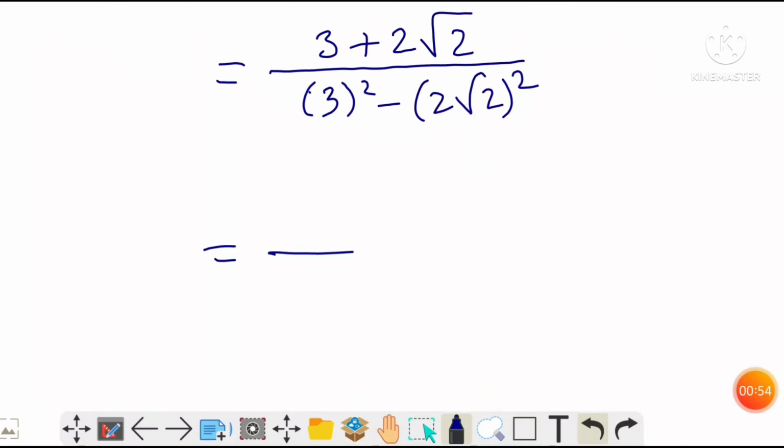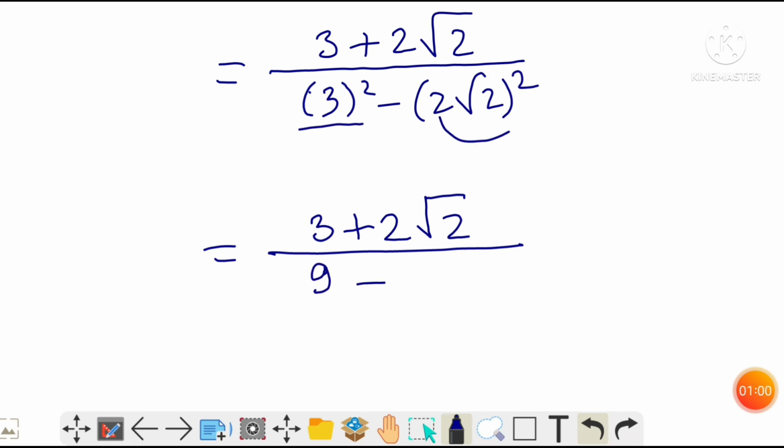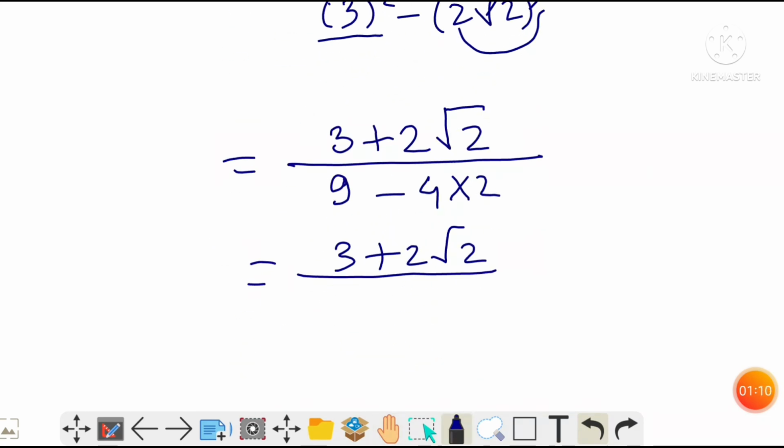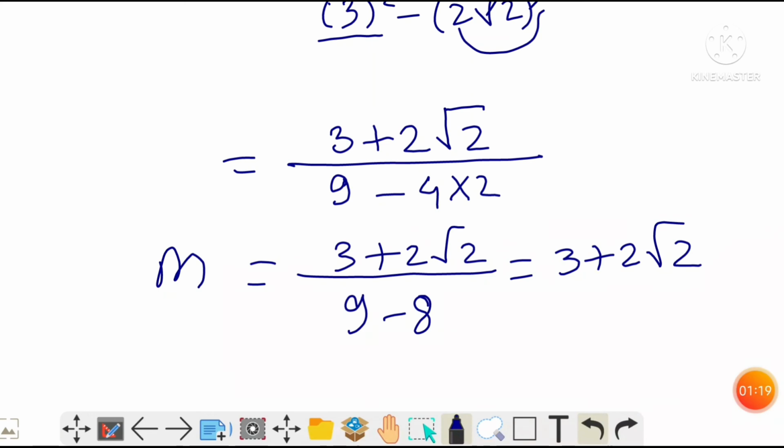In the numerator we'll have 3 plus 2 root 2, and in the denominator 3 square is 9 minus 2 square is 4, and root 2 square is 2, 4 into 2, that is 8. So 3 plus 2 root 2 by 9 minus 8, that is 1. So we can write it as 3 plus 2 root 2. Now we got the value of m as 3 plus 2 root 2.